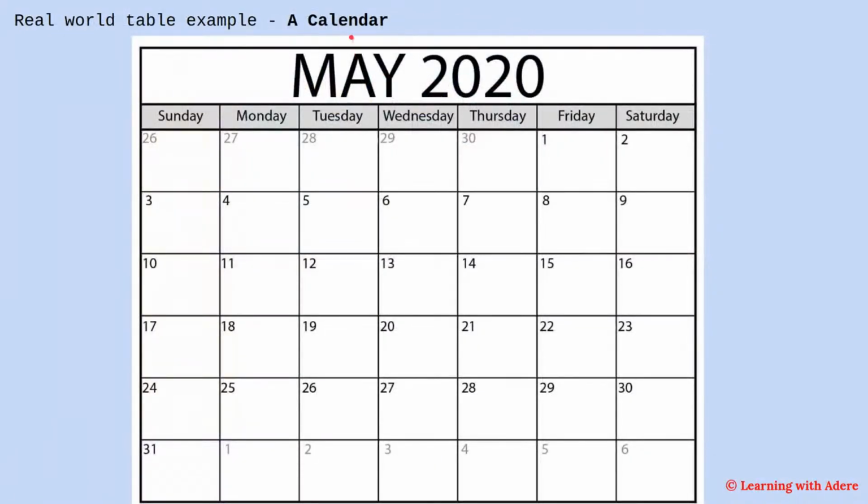So here's another real world example of a table. This is one you might be seeing every day. It might be on your fridge at home. This is a calendar. So this is for May 2020, a different month. Here we also have the headings again. We have data being organized, and we have rows and columns. So that's how we can call it a table.